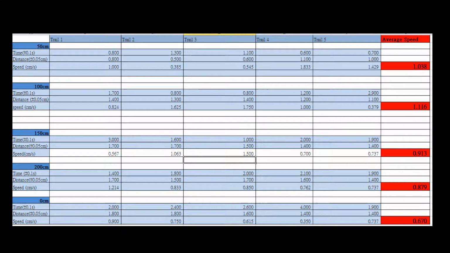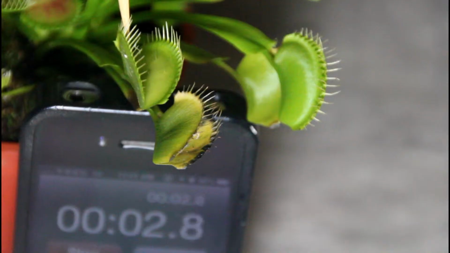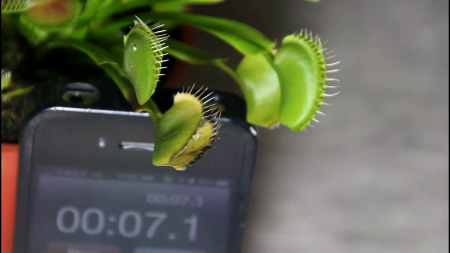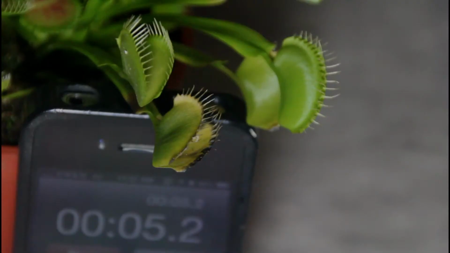From the results obtained after calculating the average speed, we can see that there is a correlation: when there's a decrease in the light intensity, there's also a decrease in the speed at which the Venus flytrap closes. Even though the results don't differ that much, there still shows a correlation.